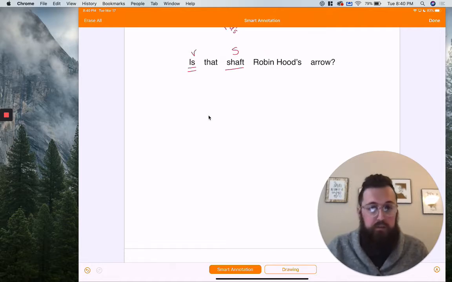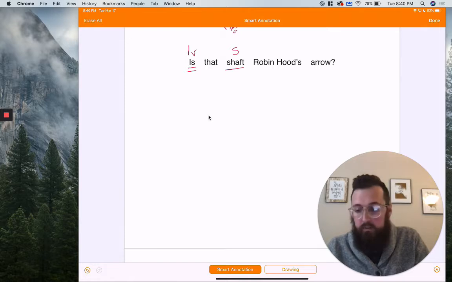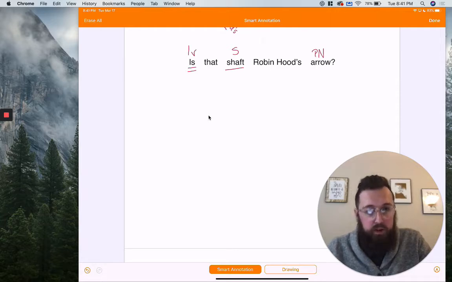Now I need to figure out if it's helping or linking. Usually it's a helping verb if you also have a predicate verb in there. There's no predicate verb, so this is going to be a linking verb. So shaft is what? Shaft is an arrow. So I am not describing, I'm renaming my subject, which means it is a predicate noun. If it was describing, that means it would be a predicate adjective.